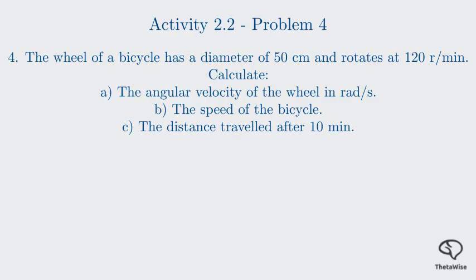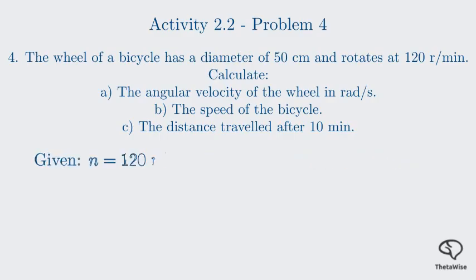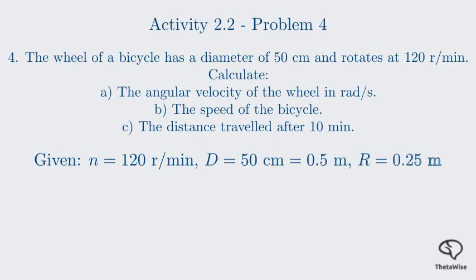Let's list our given values, paying close attention to units. The frequency n is 120 revolutions per minute. The diameter d is 50 centimeters, which we must convert to meters, so it's 0.5 meters. This means the radius r is 0.25 meters.